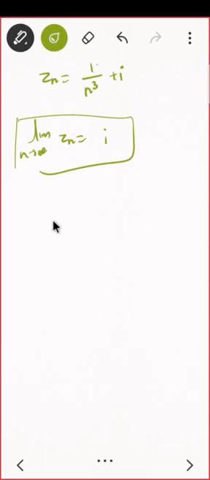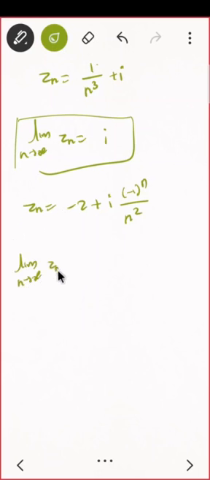So yeah, let me just talk about one more example. Say Zn equal to minus 2 plus i times minus 1 raised to n upon n square. Suppose this is my question, and now you would like to know what is the limit of this, correct? What do you know about limit? Limit n tending to infinity of Zn is equal to what? This is minus 2, this is minus 1 raised to n upon n square, but this is upon n square, so this is gone. So the answer is minus 2, correct?